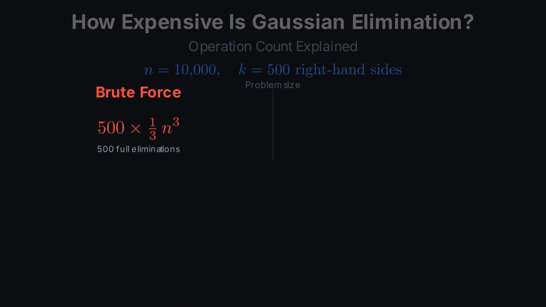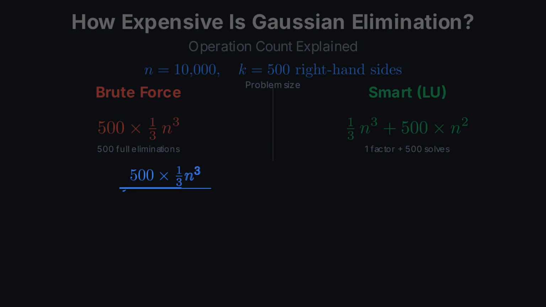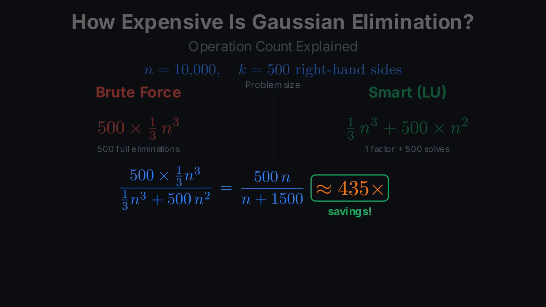The brute force approach costs 500 times 1/3 n³ operations, but the smart approach using LU factorization costs only 1/3 n³ plus 500 times n². For n equals 10,000, that ratio works out to roughly 435 times savings. The secret is understanding where the cost hides inside elimination. So let's count operation by operation and discover where 1/3 n³ comes from.